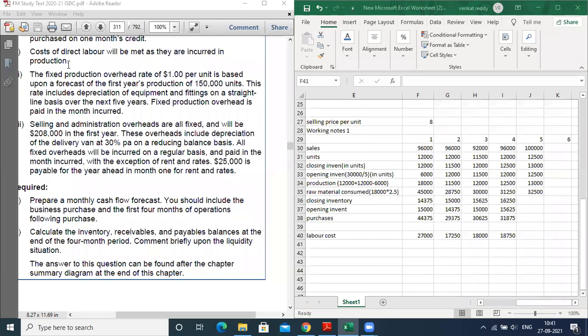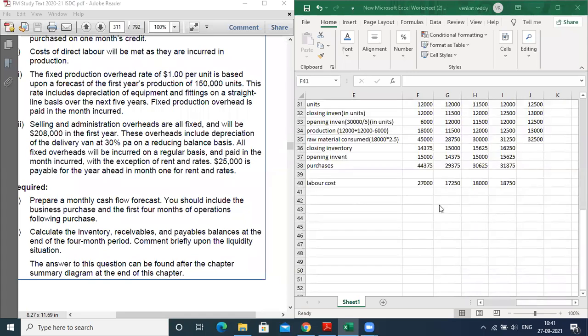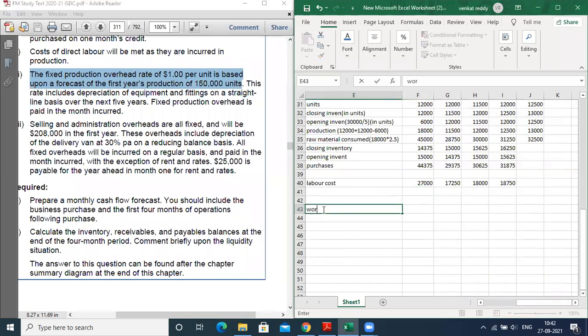Just give me 1 second. So $1 per unit based upon the forecast of first year production of 1,50,000. Then in that case, the total fixed overhead.